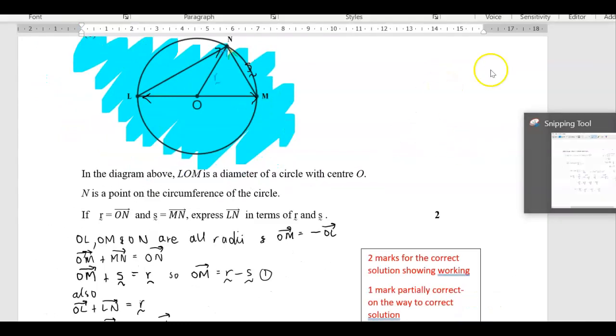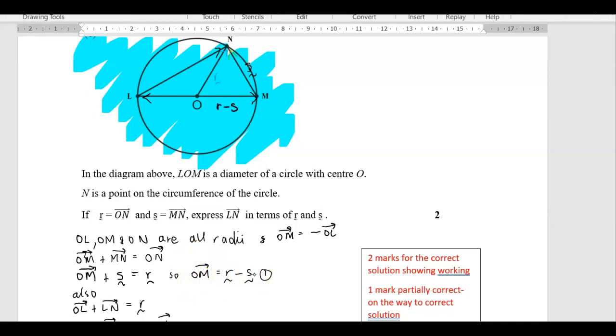Okay. So we know that OM, this one here, plus MN is equal to ON, just working in that triangle there. That gives us a relationship between R and S. So therefore, OM plus S equals R. So I can write OM as R minus S. And that's that one there. Now, I'm going to give you an OR version down here that I'm going to work on. There's another one down below here. But let's look at this one.